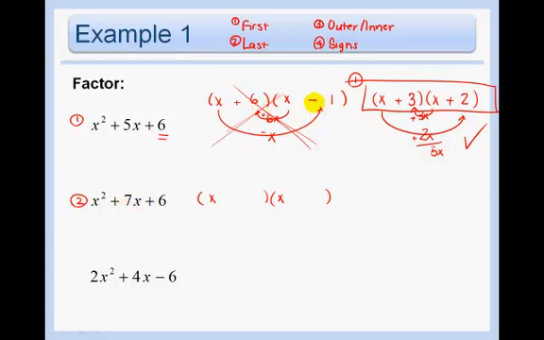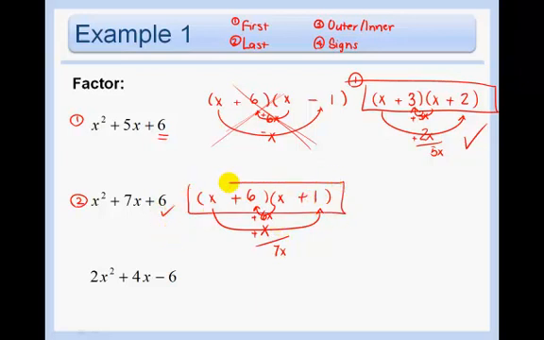So let's go back to our 6 and 1 example. Let's see if that might work. We have an X and we have a 6X. Can you do anything to get a 7X? Sure, plus and plus. So the plus goes there, the plus goes there. Positive 6 times positive 1 is positive 6, so that works.